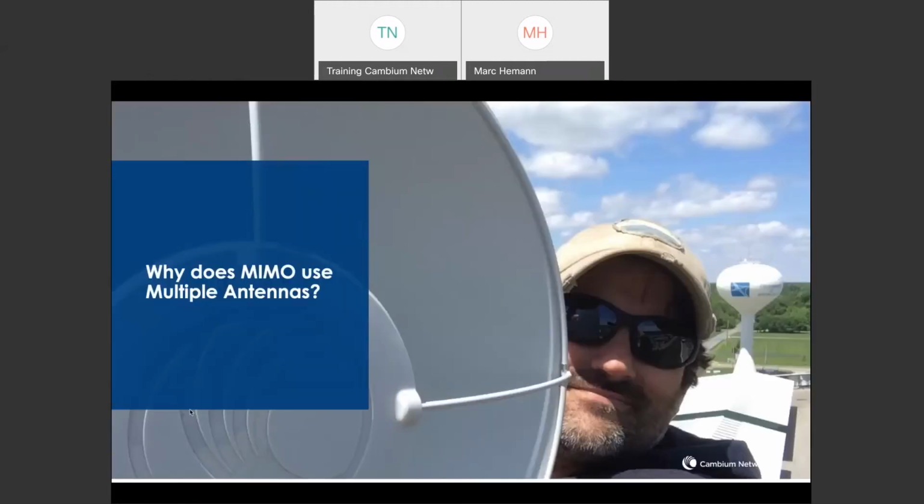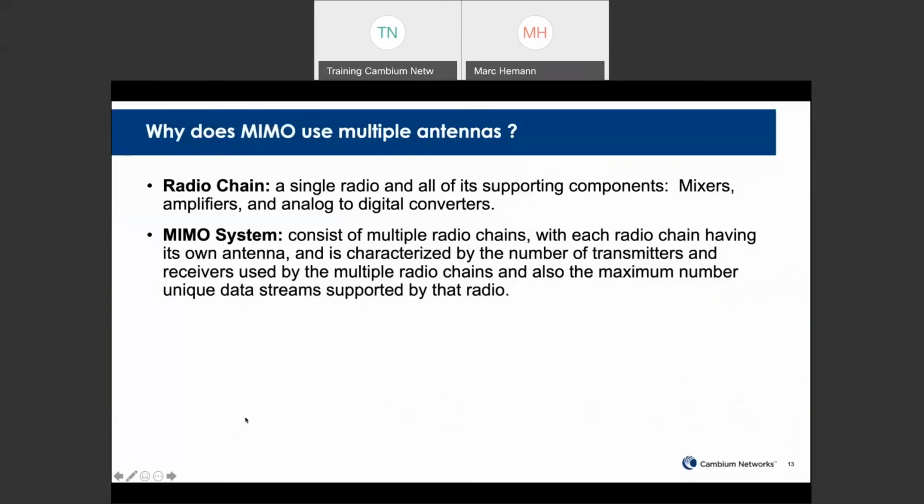You mentioned that MIMO systems will use multiple antennas to provide for better transmit and receive diversity. Can you talk a little bit more about that? So let me start with radios and radio chains. This is an important concept in MIMO.